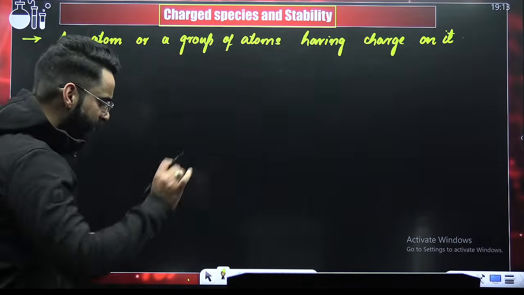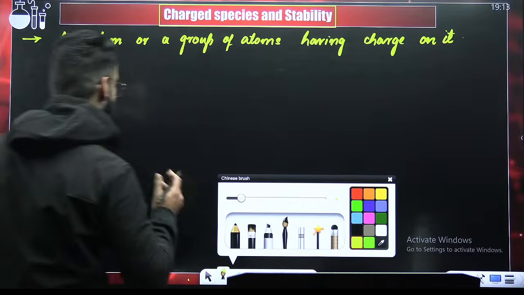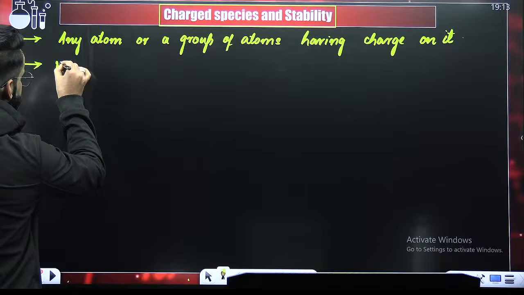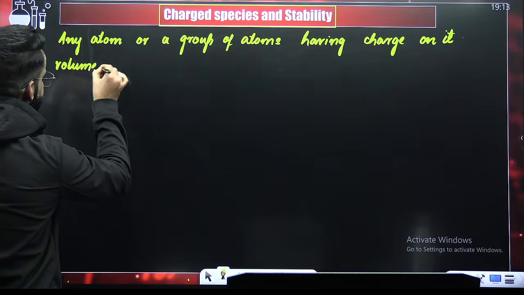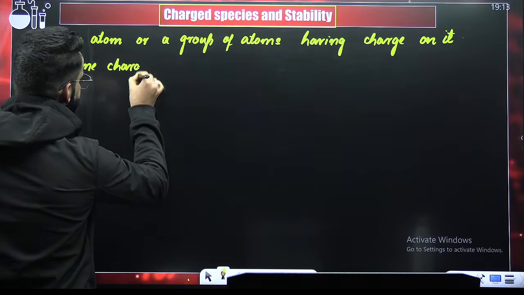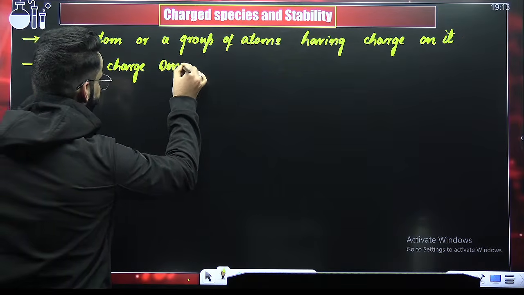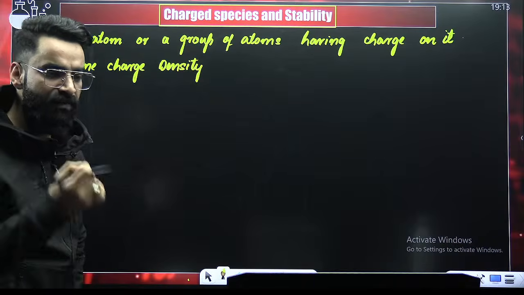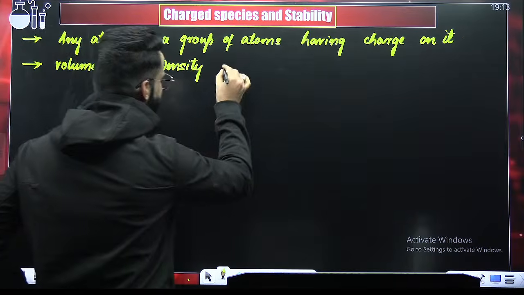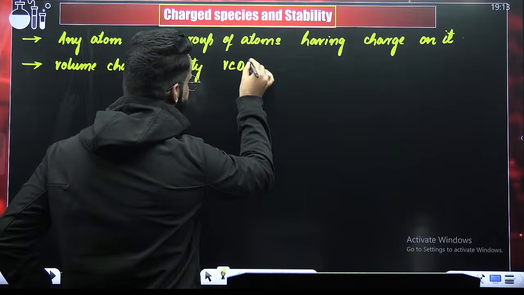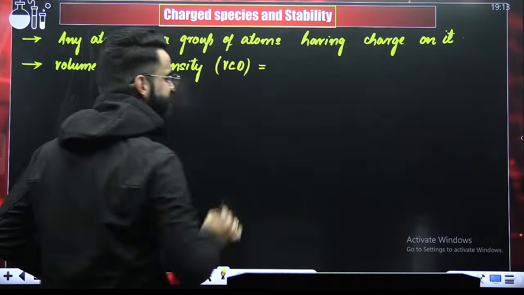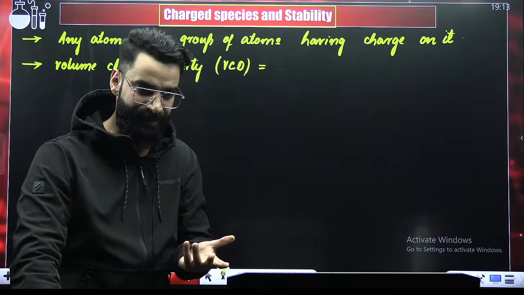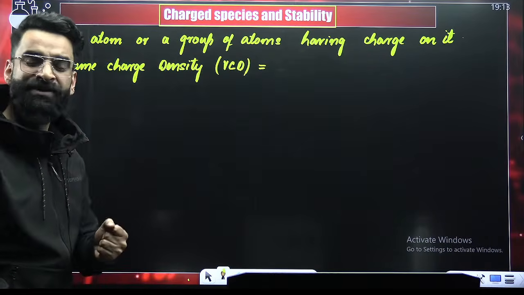My dear students, for the charged species, what do we define? For charged species, we define a term called volume charge density, and volume charge density is represented with VCD. And what is this volume charge density? First of all, it is a term that is defined for charged species. And what is this volume charge density all about?